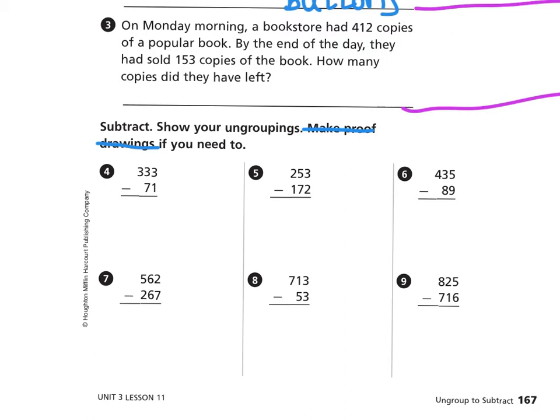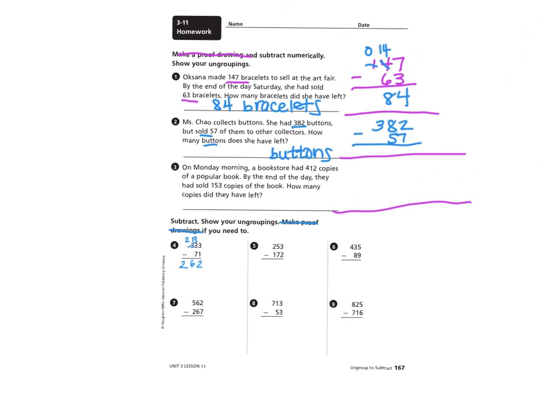3 take away 1. It's smaller on the bottom, so I can do that. 3 take away 1 is 2. Now I have 3 take away 7. If I have 3 of something, I cannot take away 7. So I need to go next door to my neighbor, cross him out. It's a 3, so if I take 1 away from 3, that makes 2. And if I add 10 to 3, that makes 13. And then I'm ready to subtract. 13 take away 7 is 6. And 2 take away nothing is 2. Okay, so I think you'll be okay on that page, guys. If you want to take a minute and pause and then meet me on the back side.